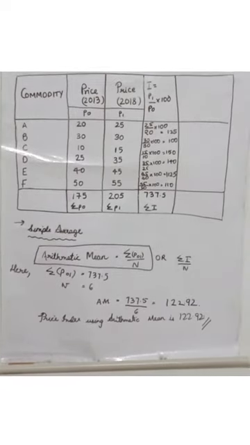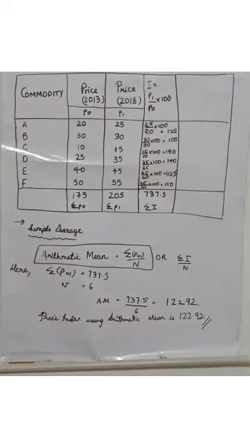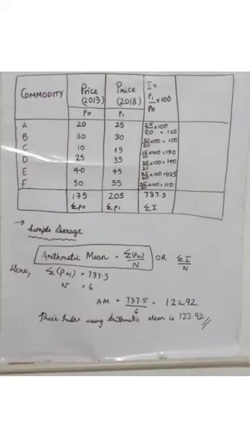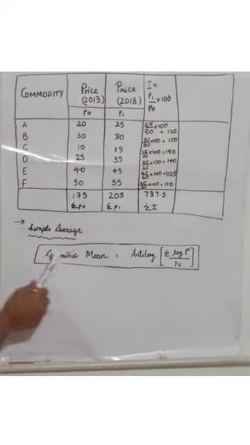So the method we use here is arithmetic mean. I have highlighted it. Also we need to find the geometric mean, so let us move forward for it. For the second part we need to find the geometric mean. What is geometric mean of price relative?